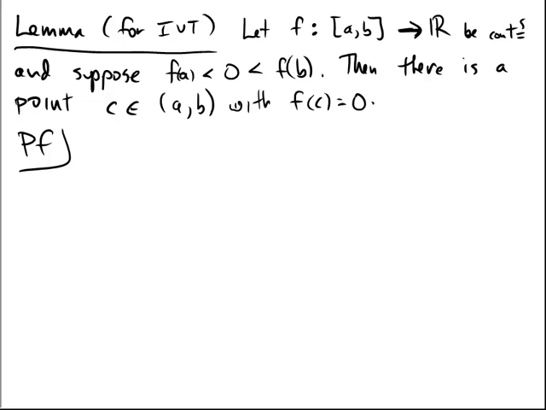Then we're going to say that there has to be a point c in the interval from a to b such that f(c) is actually literally equal to 0. We're going to hit 0 dead on. Okay, let's start to prove this then.